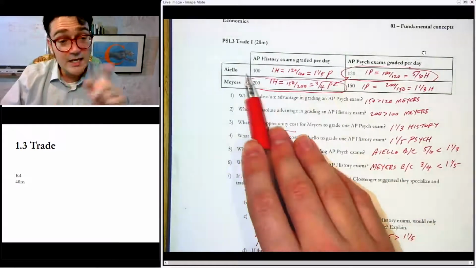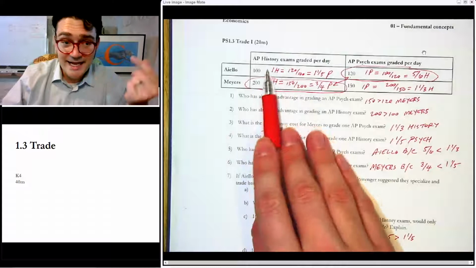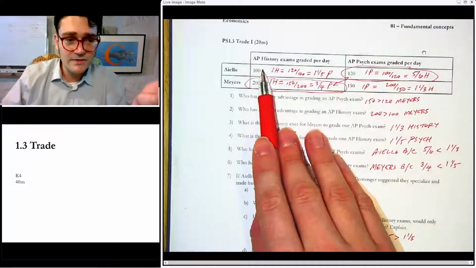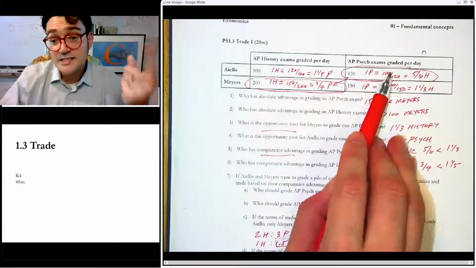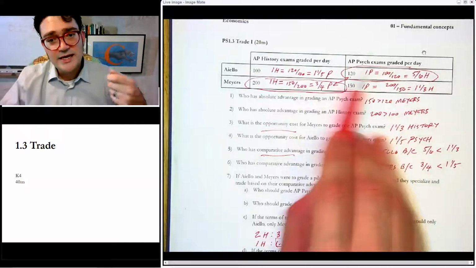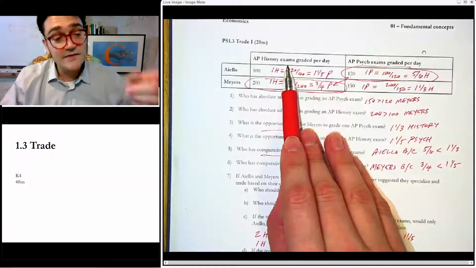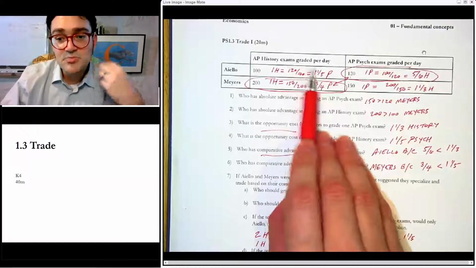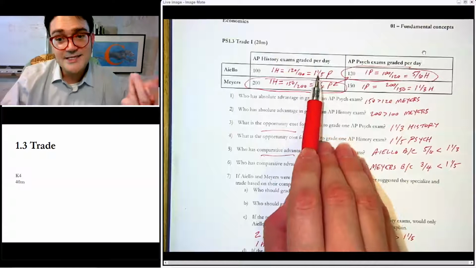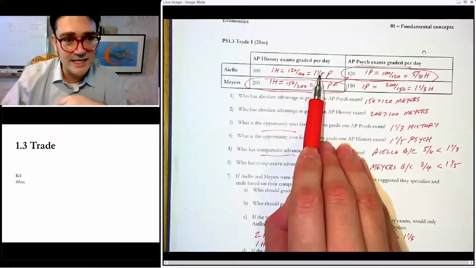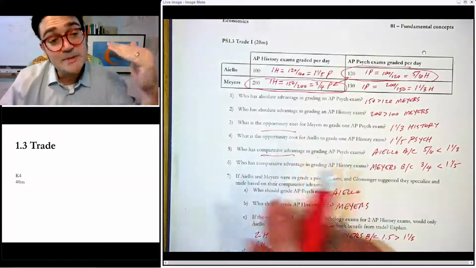Now, in this case, Aiello is buying them because he doesn't have the comparative advantage, right? So he's generating psych exams. He's cranking those things out, and he's like, gosh, I got a pile of history tests. I'm going to send them over to Myers and have him grade them. But the maximum price that he's willing to pay is 1 1/5 of a psych test. It's the maximum price he'll pay because he's the buyer.